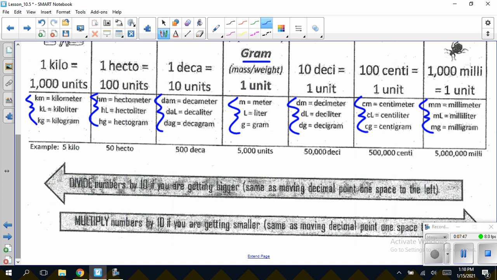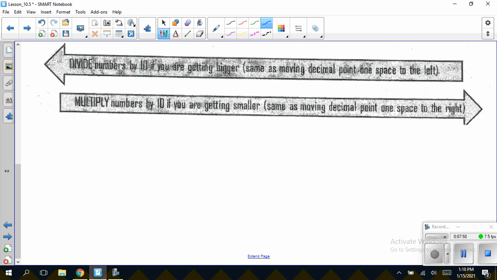The same thing for multiplying. So if you were going from a large unit of measure to a smaller unit of measure, your "horse to fly, multiply," you're multiplying numbers by 10 if you're getting smaller. And that's the same as moving your decimal point 1 space to the right. So if I was multiplying by a power of 10, I would move the decimal to the right however many zeros I was multiplying by. So that's essentially what we were doing, multiplying and dividing decimals within this lesson.